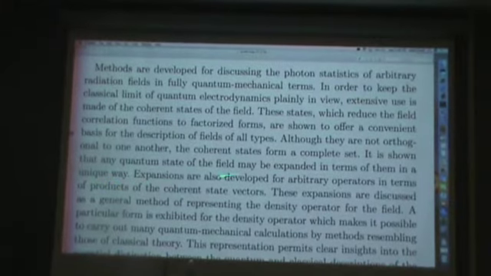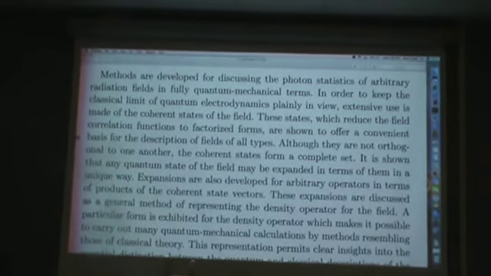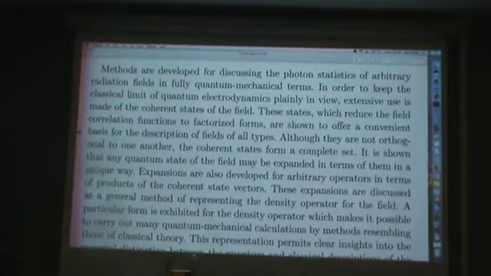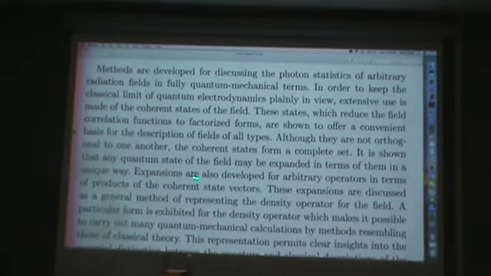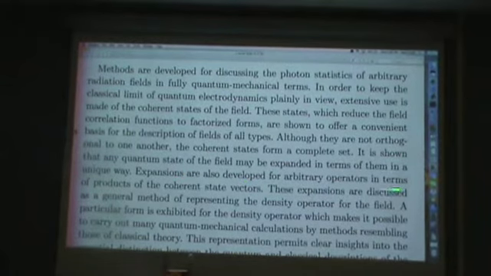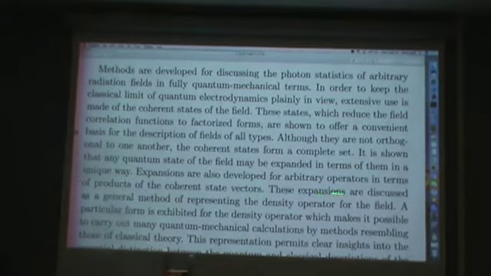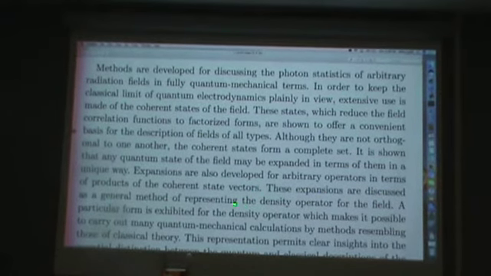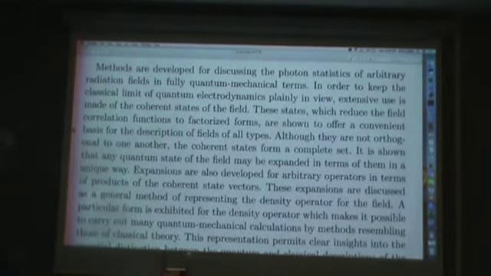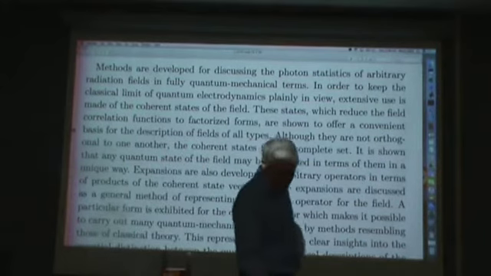in a unique way." I think he should not have added that last phrase, in a unique way. There are many ways of actually expressing the field in terms of the coherent states. Anyway, "Expansions are also developed for arbitrary operators in terms of products of the coherent state vectors. These expansions are discussed as a general method of representing the density operator for the field. A particular form is exhibited for the density operator, which makes it possible to carry out many quantum mechanical calculations by methods resembling those of classical theory.